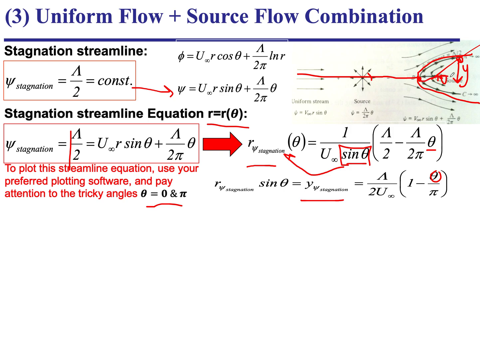So the height of this streamline at infinity. So when do you have theta equal to 0? It's when you go completely towards infinity in your system. So the height would be this height, lambda over 2 u infinity. Very good. So yeah, that's what we have over here.